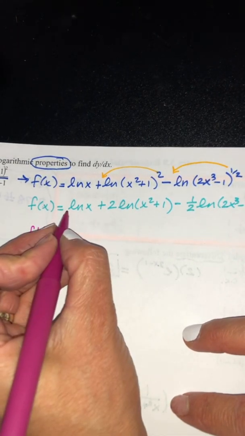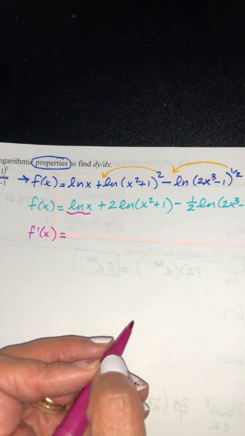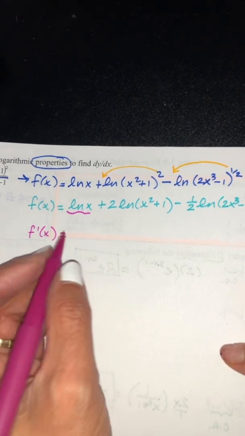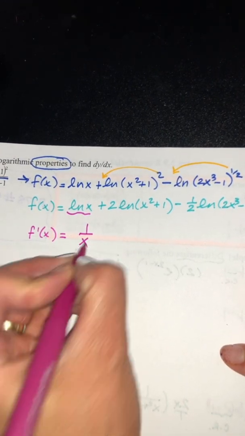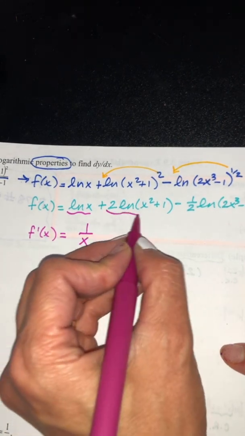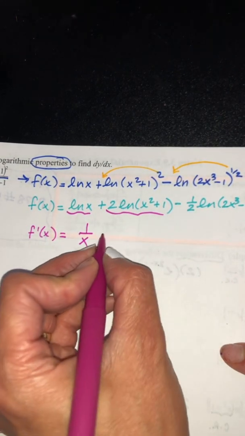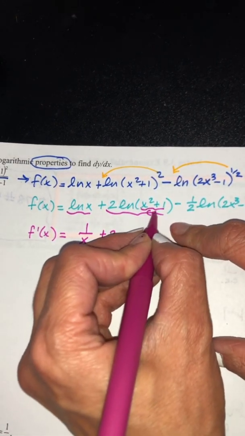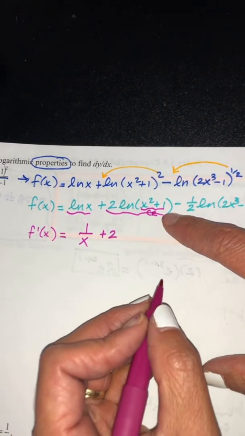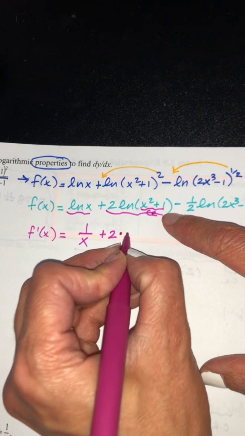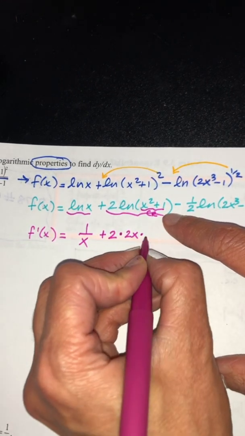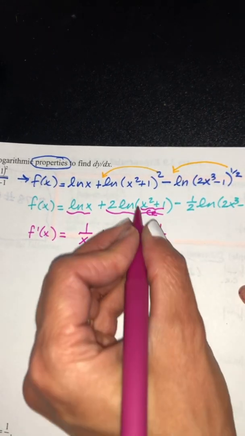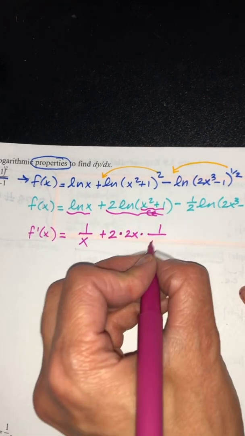Okay, so first off, the first term is natural log of x. Well, on the front of this page, there is that little cheat sheet box that tells us that the derivative of natural log of x is 1 over x. And then this term, we have a 2 out front, so plus 2. And then we have to do the chain rule on the inside there. So the derivative of x squared plus 1 is a 2x, so times 2x, times, now the derivative of natural log is 1 over the x, but our x this time is the x squared plus 1.